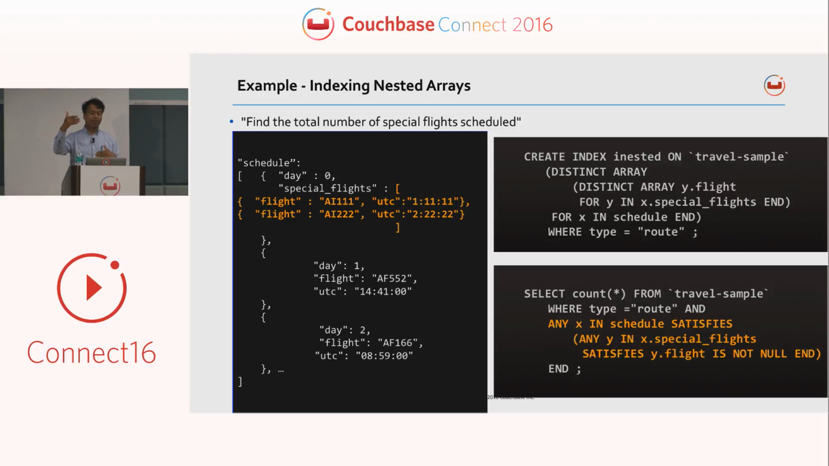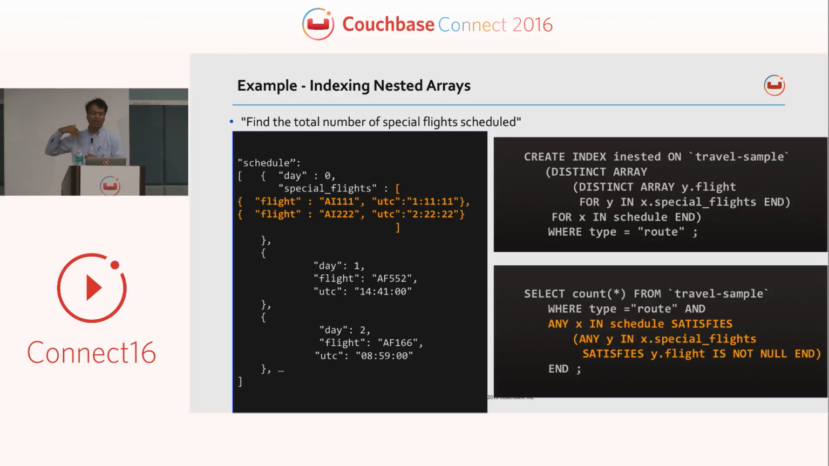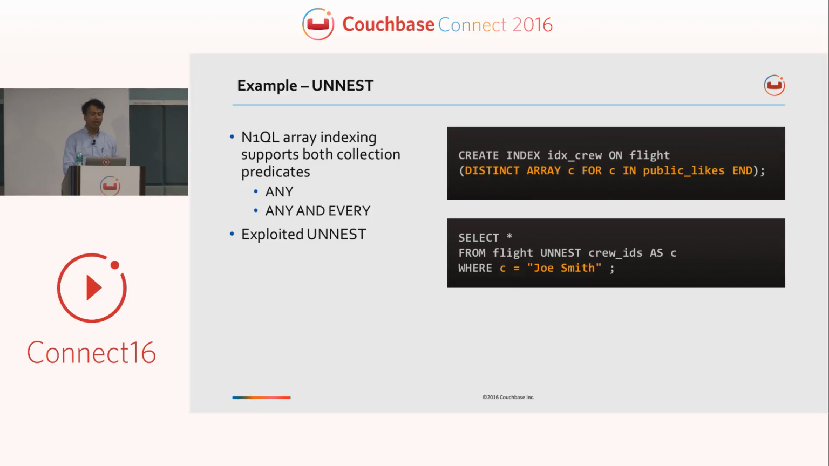And the predicate has to match. I don't know why my slides are jumping. So the predicates have to match the index creation expression. And again, the variable has to match exactly as well. Within unnest, if you have an index with the leading key on that array, we try to use that particular index as well.